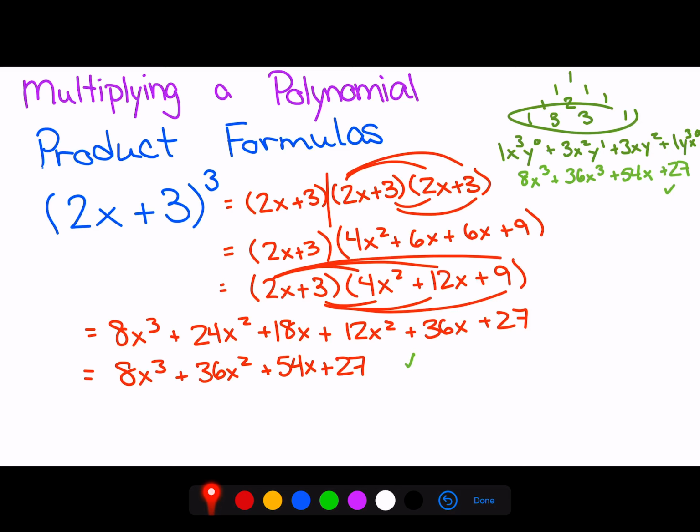So again, either way works. Pascal's triangle will be a shortcut in the long road, especially once you get to really large degree numbers where this is no longer a 3 but rather a 7 or a 9 or something like that, where you'd spend all day just multiplying numbers. Pascal's triangle makes it much faster. So please keep that in mind.